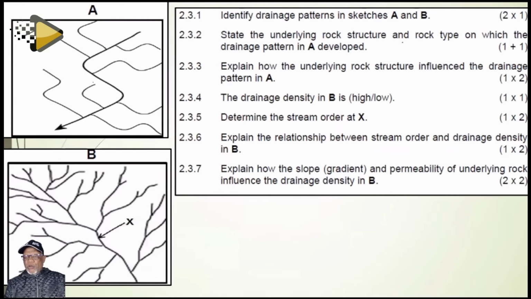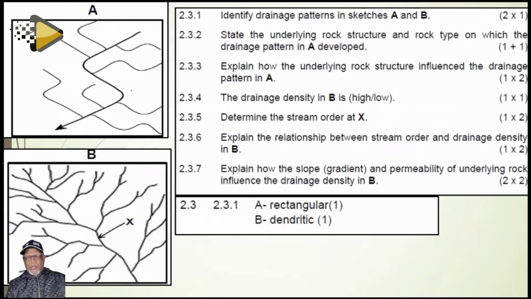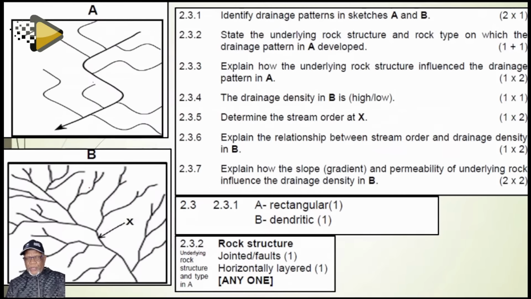State the underlying rock structure and rock type on which drainage pattern A developed. So the underlying rock here is igneous rock that is jointed. It is igneous rock that is jointed, or horizontal layered.